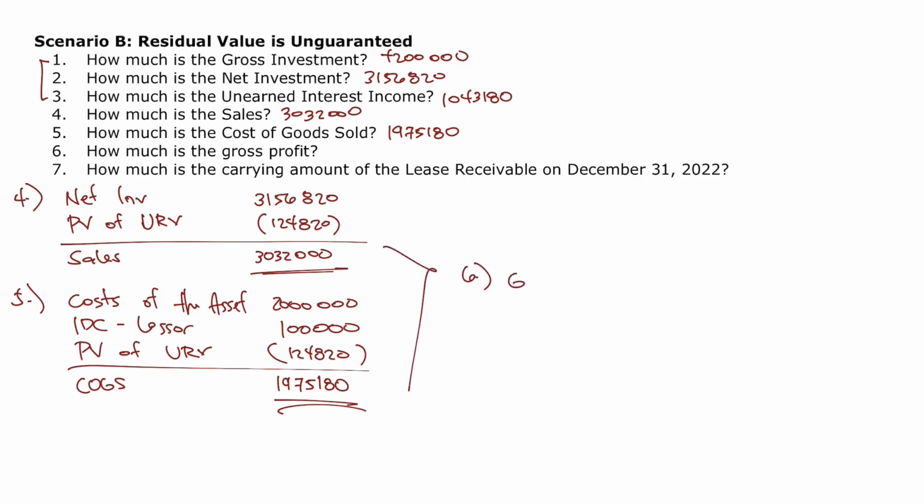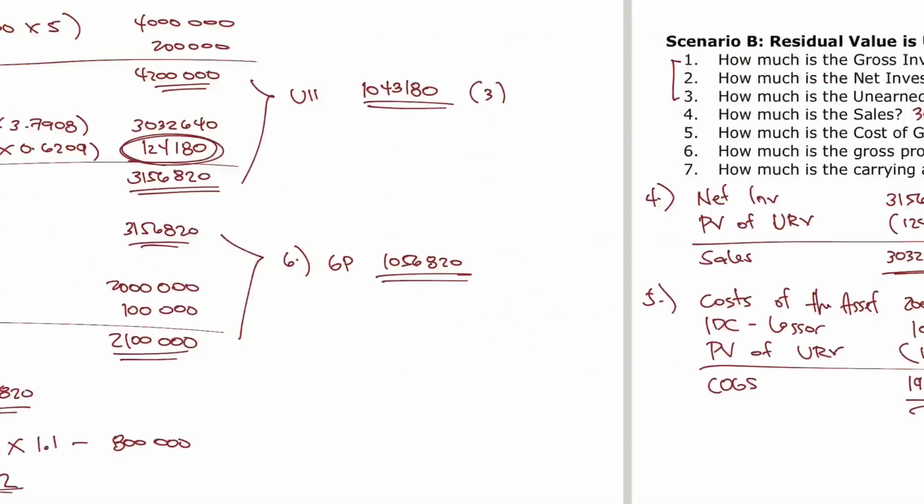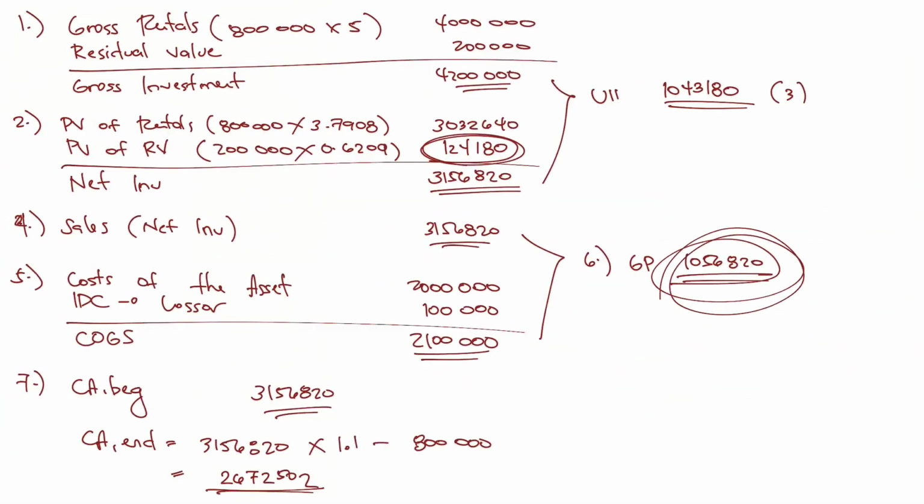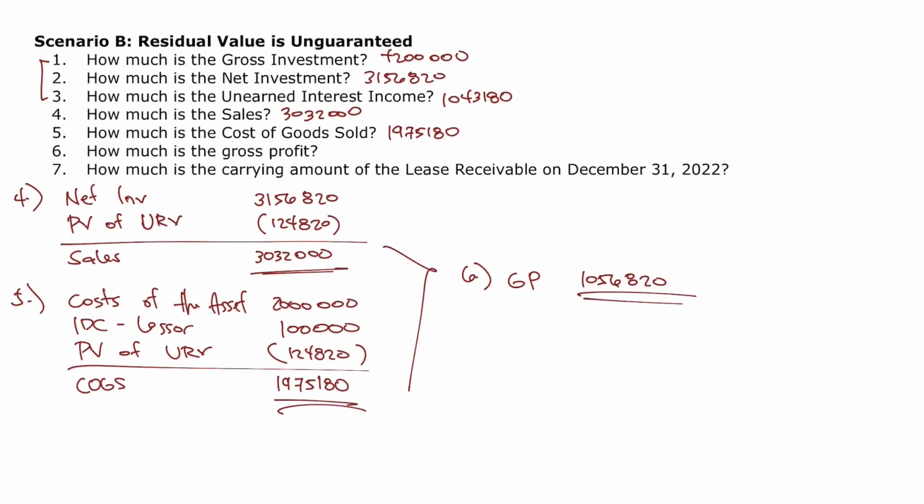Number 6, how much is the gross profit? Well, here in number 6, gross profit, as I said earlier, will just be the same whether guaranteed or unguaranteed. So let's try, 3,032,000 minus 1,975,180. Isn't it, what you compute here is still 1,056,820, which is the same as the gross profit computed earlier. So, the only difference here is the sales and cost of goods sold. All other things will just be the same. So, 1,056,820, final answer number 6.